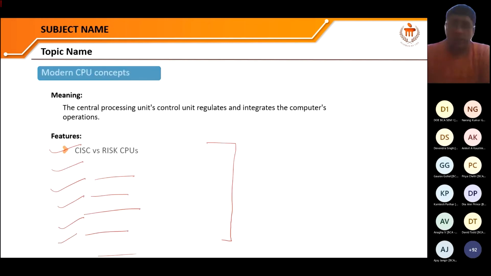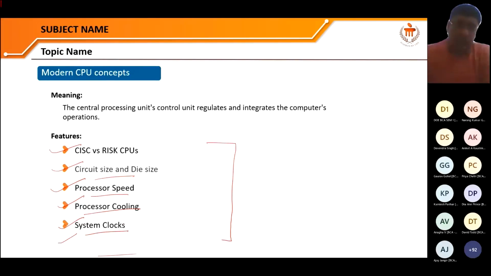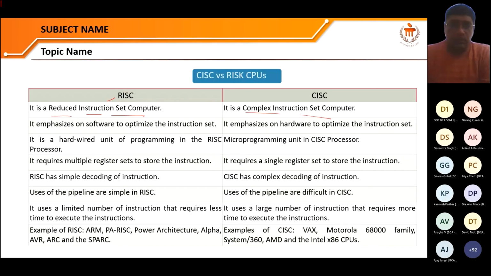In a modern CPU, we have several features like CISC and RISC, circuit size, die size, processor speed, processor cooling, system clocks, and architectural performance features. And we have understood CISC and RISC. RISC means reduced instruction set computers, and CISC means complex instruction set computers. CISC depends on the hardware, like an Intel CPU processor, while RISC depends on the software, and it can be simple or complex. But here we are talking about the working mechanism of RISC.